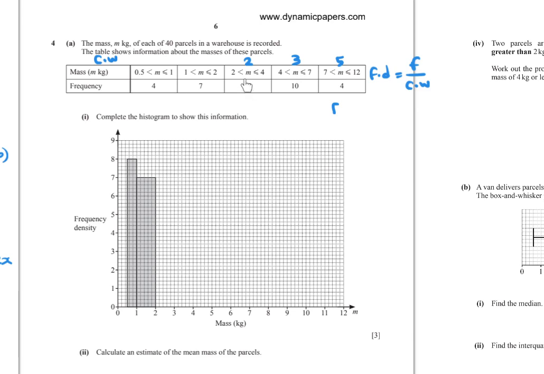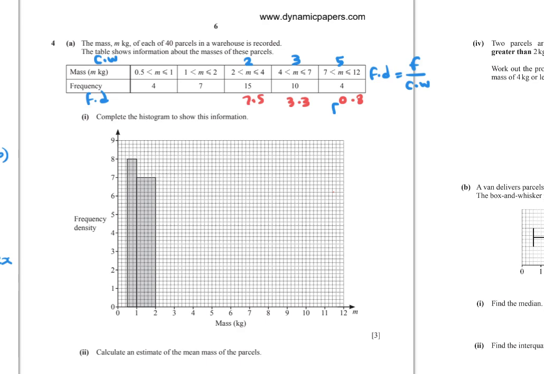Now the frequency density for the third one: 15 divided by 2, so 7.5. This is the height. 10 divided by 3 is approximately 3.3. 4 divided by 5 is 0.8. Now, from 2 to 4, the height is 7.5.